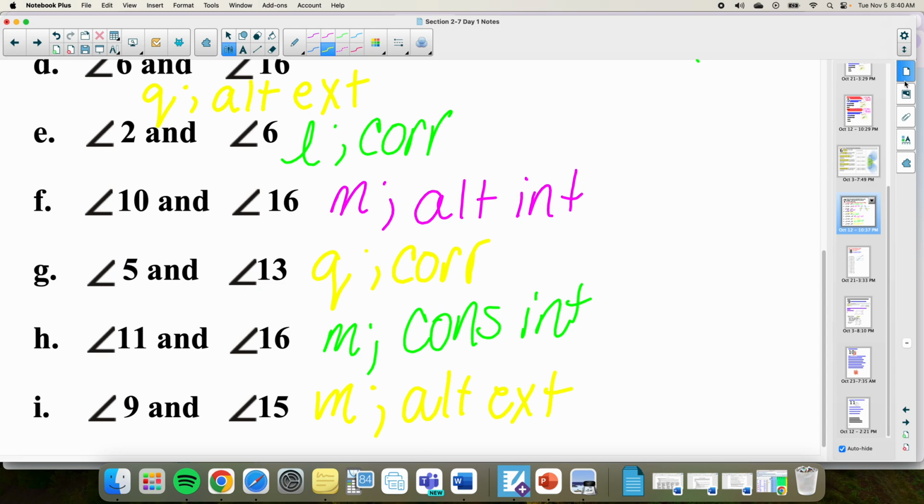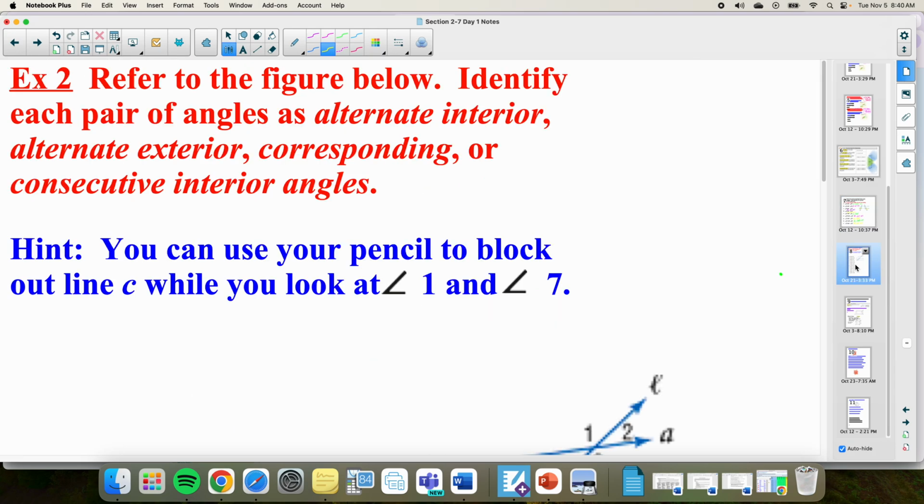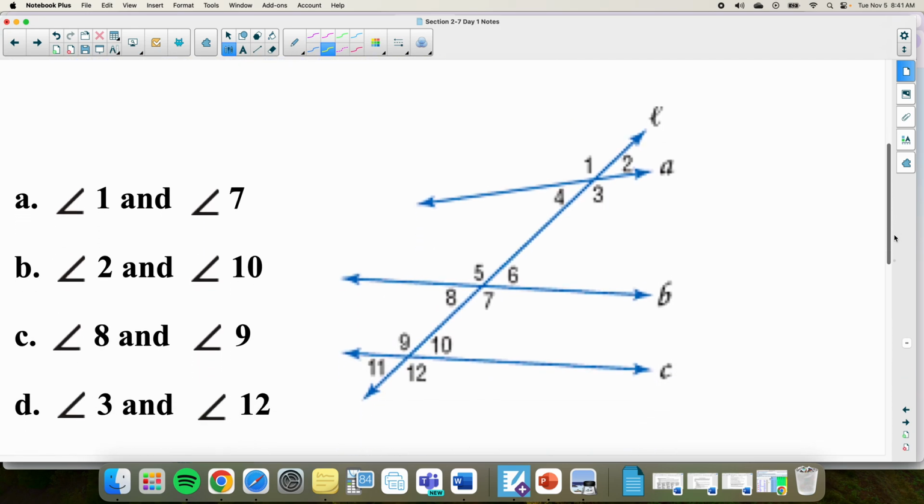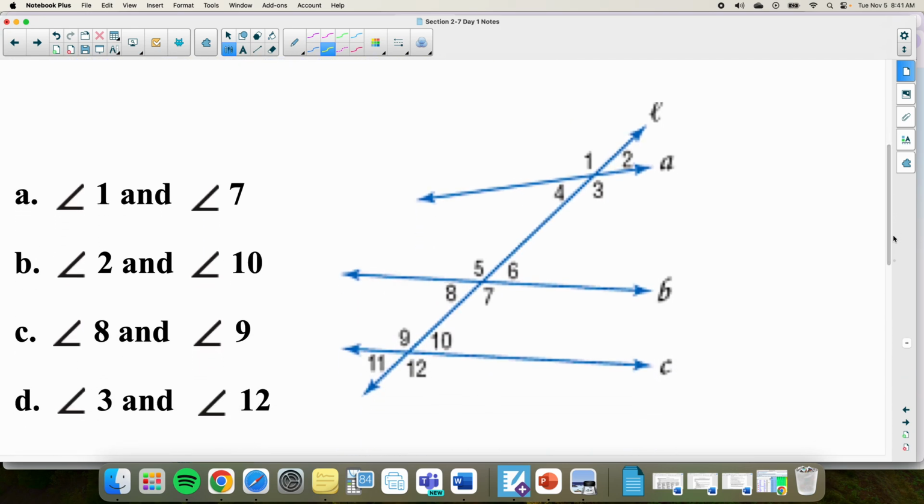All right. So now let's go to this page, and this one's a little bit different, okay? Because we're advanced, they would normally just give you 2 lines cut by a transversal, but here they're giving us 3 lines cut by a transversal, okay? When you do this, they all have the same transversal, so we don't have to specify that.